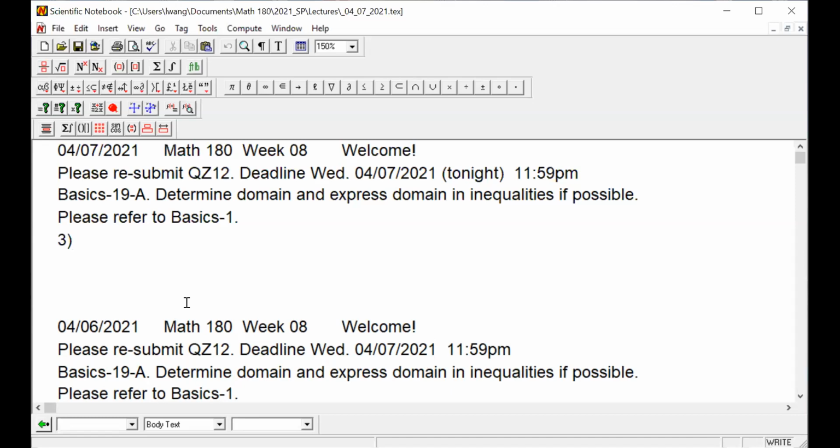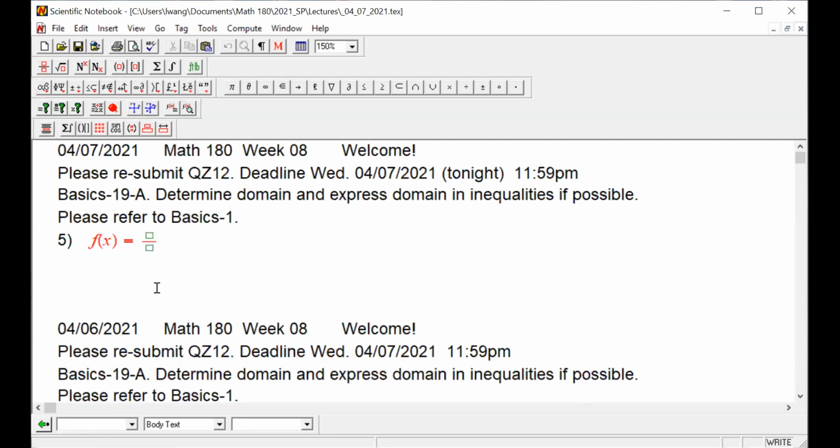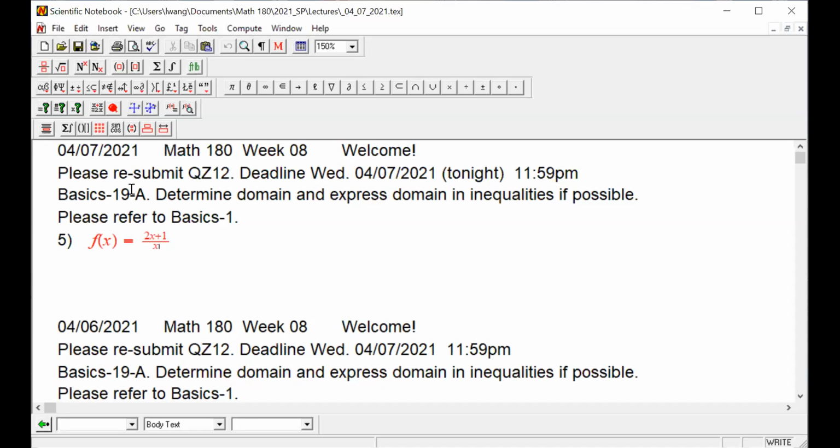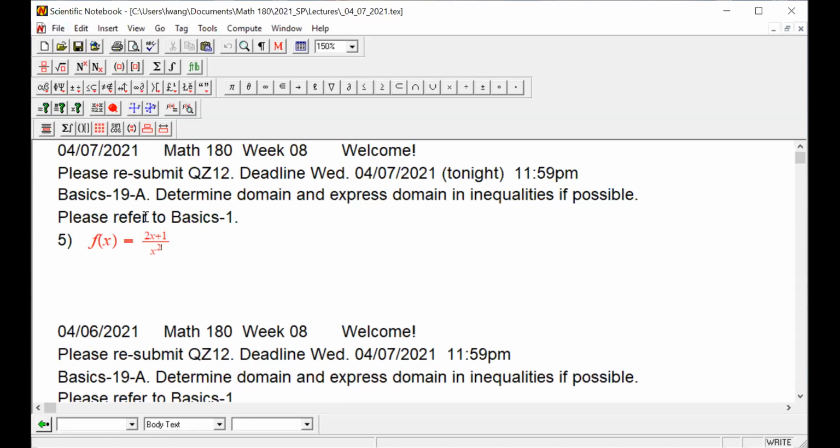Okay, we start from something a little bit simple. So f of x. Oh, we did number 3, didn't we? Oh, we did number 3. So let's do number 5. Number 5 is a function. We call it a rational function. It has a numerator. It has a denominator. Denominator is a quadratic.